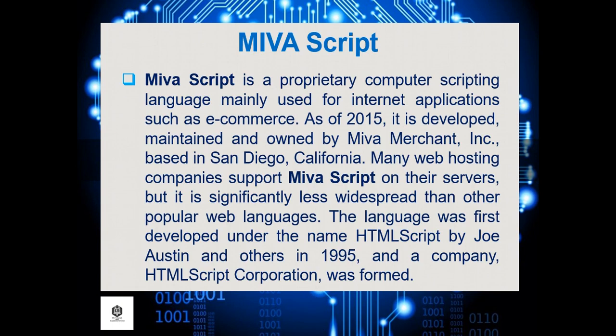MivaScript. MivaScript is a proprietary computer scripting language mainly used for internet applications such as e-commerce. As of 2015, it is developed, maintained, and owned by Miva Merchant Corporation, based in San Diego, California. Many web hosting companies support MivaScript on their servers, but it is significantly less widespread than other popular web languages. The language was first developed under the name HTML Script by Joe Austin and others in 1995, and a company, HTML Script Corporation, was formed.